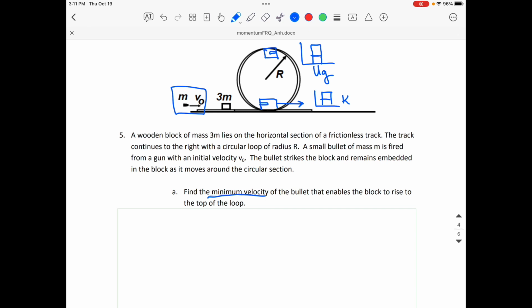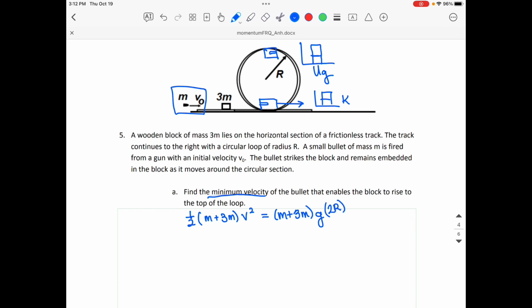So in this scenario, we're going to take the kinetic energy, which is 1/2 the total mass of the bullet and block, times this final velocity, which we don't know. It's equal to mgh, with the total mass again. And then the height would be the height of this circular ramp. Since the radius is r, we want to double that to get the total height.